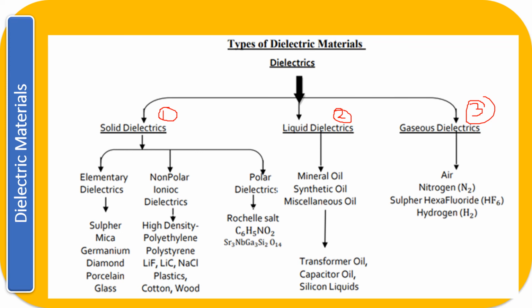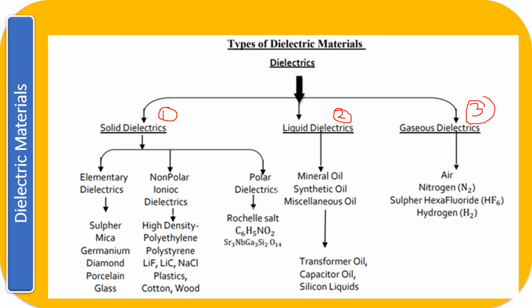Then we have the liquid dielectric. Liquid dielectrics are mineral oil, synthetic oil, and miscellaneous types of oil. Transformer oil, capacitor oil, and silicone liquid are the other types of liquid dielectric material. You must know that in the transformer, to stop the electrical shock or the flow of charge, we use the transformer oil.